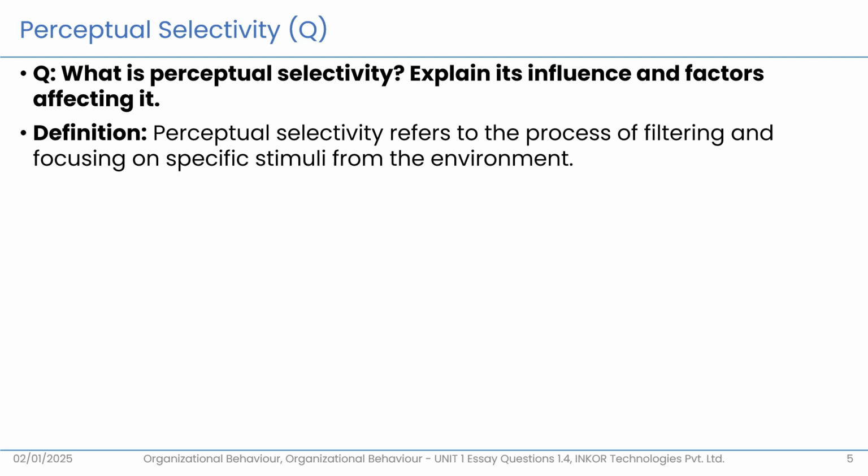Perceptual selectivity allows individuals to focus only on certain aspects of their environment, helping them avoid information overload. For instance, while reading a newspaper, a person may focus only on sports news, ignoring other sections. This selective attention impacts what information is processed and how decisions are made.